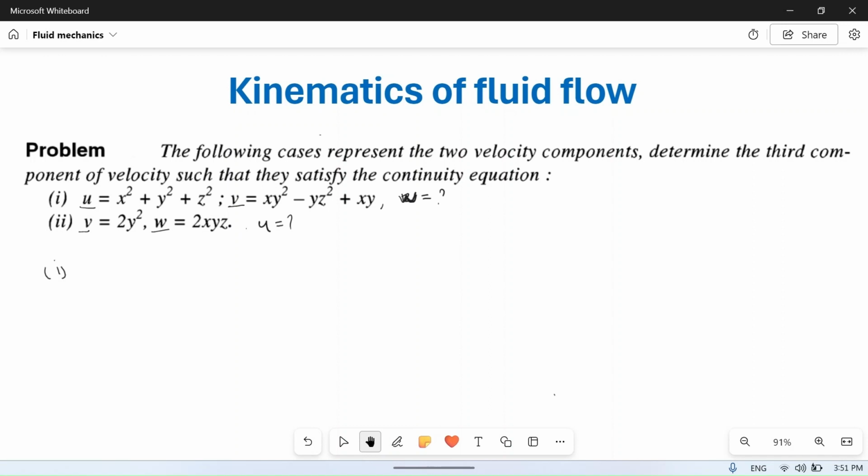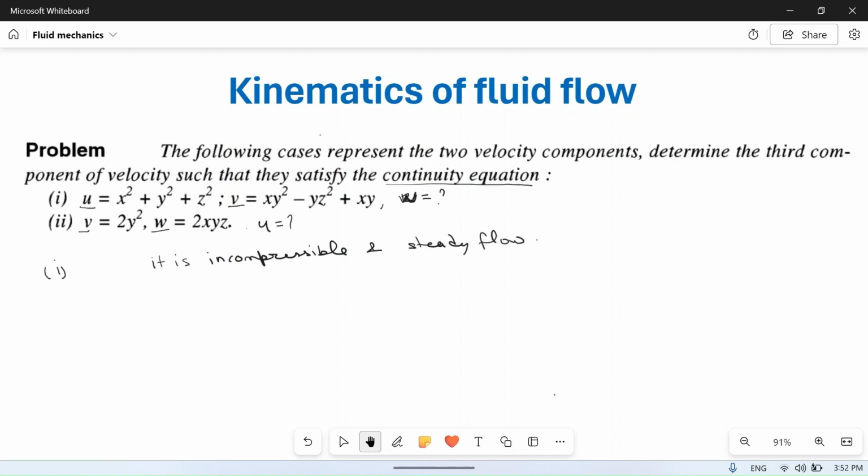So it is given that u is equal to x square plus y square plus z square, and v is equal to xy square minus yz square plus xy. So we have to find the third component, and it should satisfy the continuity equation. So what is the continuity equation? We will assume something for simplicity. If we assume that it is incompressible and steady flow.